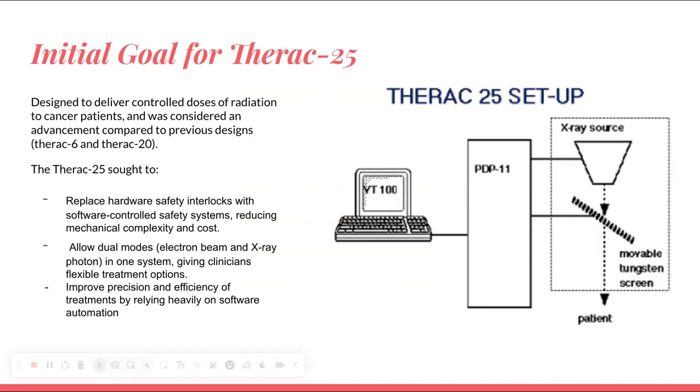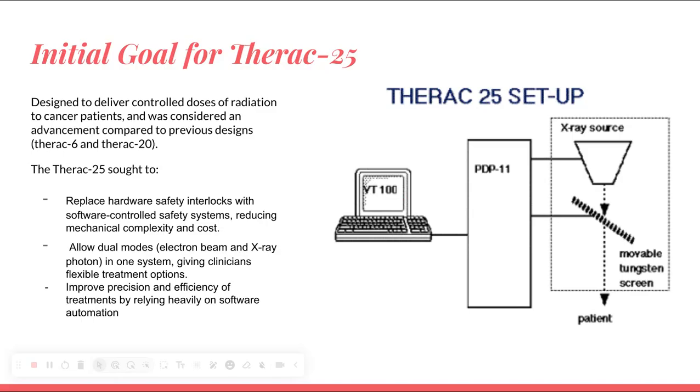The initial goal for the Therac 25 was to deliver controlled doses of radiation to cancer patients, and it was considered an advancement compared to previous designs, those being the Therac 6 and the Therac 20. The Therac 25 sought to replace hardware safety interlocks with software controlled safety systems, reducing mechanical complexity and cost. It allowed dual modes, electron beam and X ray photon, in one system, giving clinicians flexible treatment options. And it also improved precision and efficiency of treatments by relying heavily on software automation.